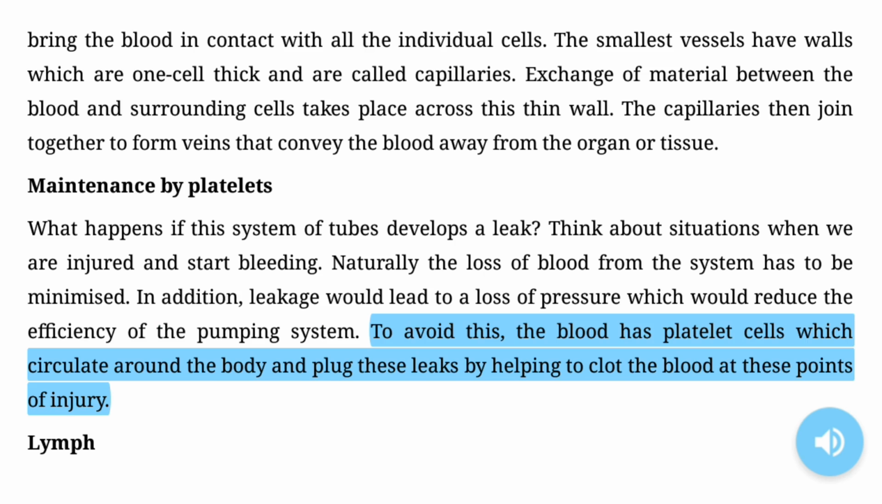To avoid this, the blood has platelet cells, which circulate around the body and plug these leaks by helping to clot the blood at these points of injury.